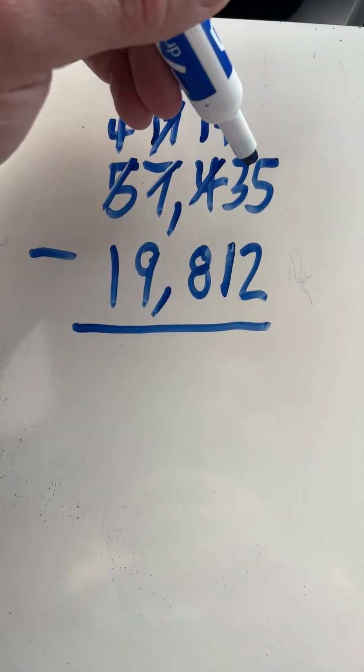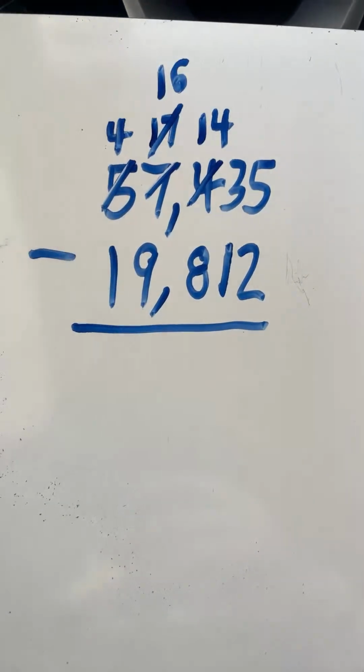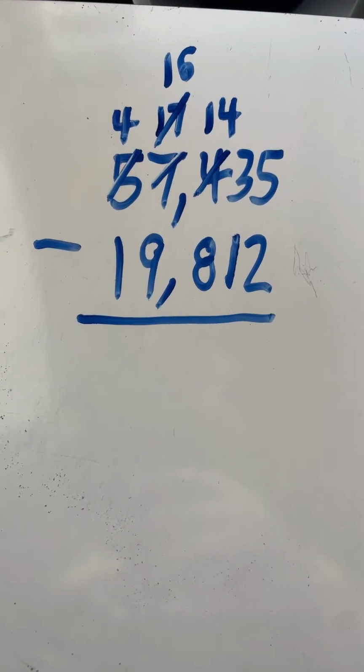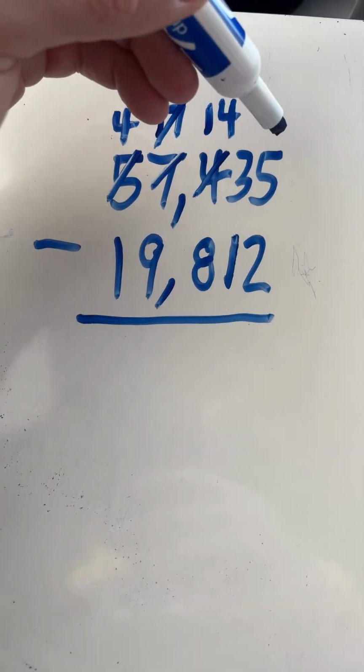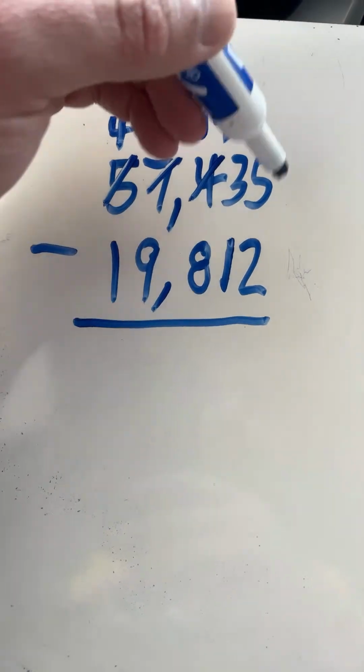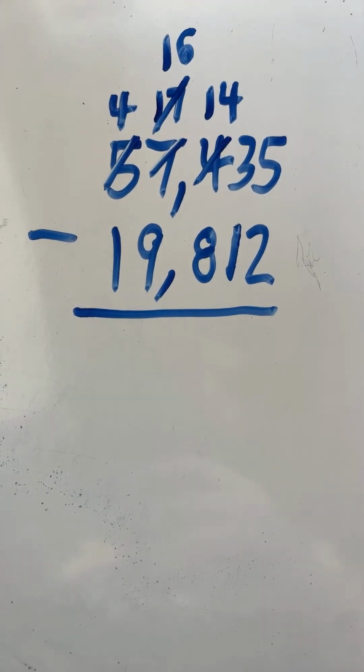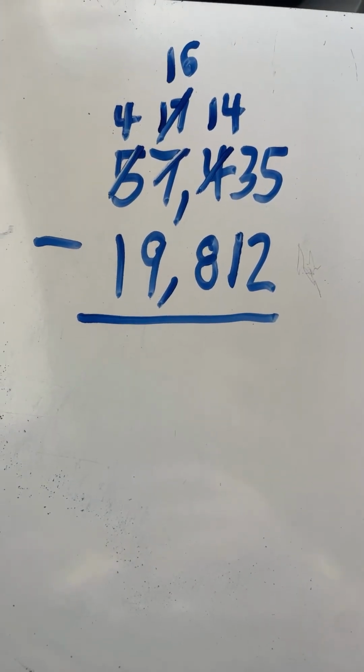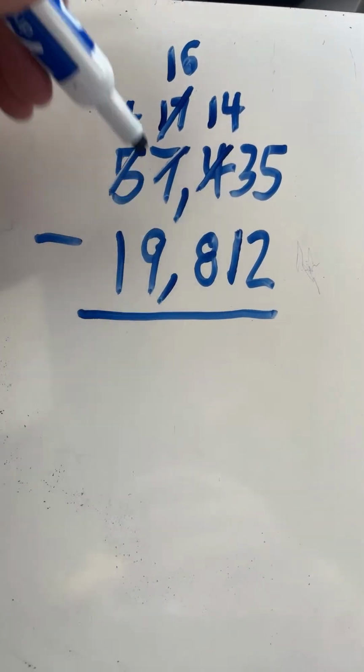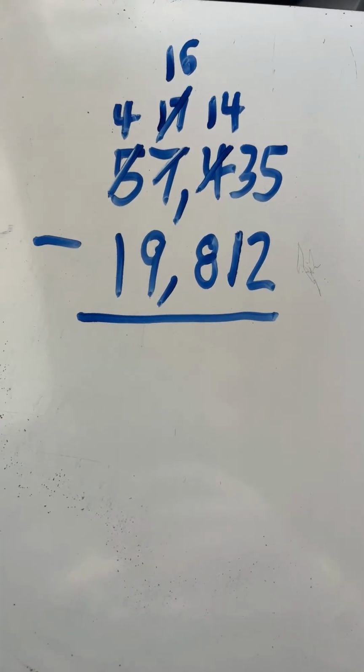Now in the tens place, we're fine. 3 is bigger than 1. We don't need to regroup in the tens place. In the ones place, though, we also don't need to regroup. 5 is bigger than 2. So we have done all of our regrouping. 14 is bigger than 8, 16 is bigger than 9, 4 is bigger than 1. We are now ready to subtract.